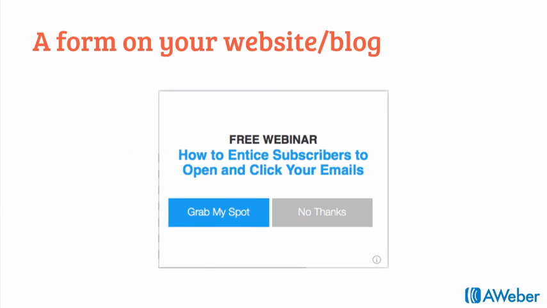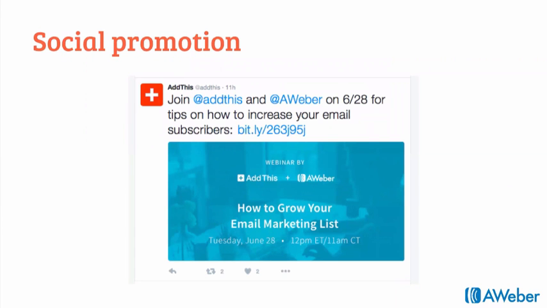So that's one way. Another way is to use social promotion. So free social promotion on Facebook, Twitter, or LinkedIn, or any other social media channel. This example here was actually one that AddThis tweeted to promote this very webinar. And it's very straightforward, talks about the webinar, has a bit.ly link to the landing page. So that's driving traffic to your landing page, and people are opting in, and you're growing your list.